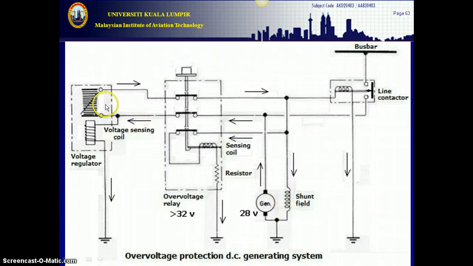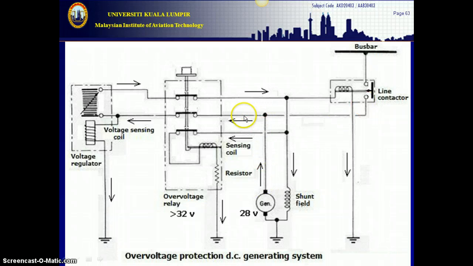shunt field. At the same time, the output of the armature will go to the carbon pile and to the voltage coil. This is used to sense the voltage of the generator. If the voltage is higher, the carbon pile will decompress and resistance increases and reduces the current flow through the field, and also to this one. As the current flows to this relay, it will close the line contactor and allow the current to flow from the generator to the bus bar.